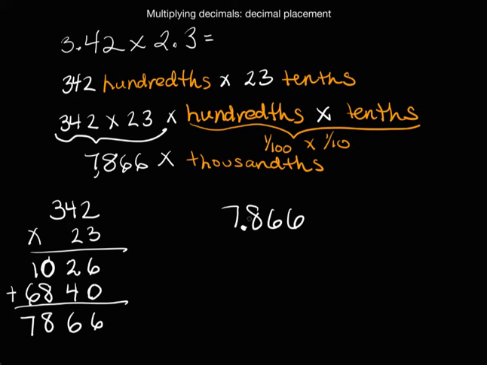So when we write our final product, 7,866 thousandths, we want to understand where I put the decimal, so my numbers would be in the thousandths place. Let's look at our hundredths. When we have hundredths, how many places do we have to the right of the decimal? We have 2. When we look at tenths, we have 1 place to the right of the decimal. So when we have thousandths, there are 3 places to the right of the decimal, and in our final product, we have 3 places to the right of the decimal.